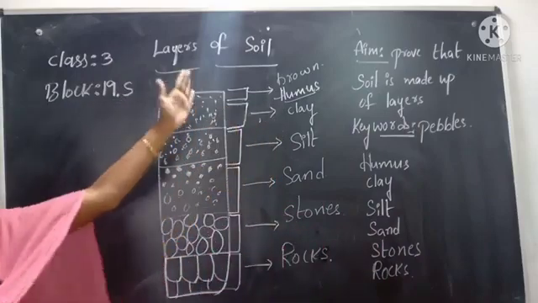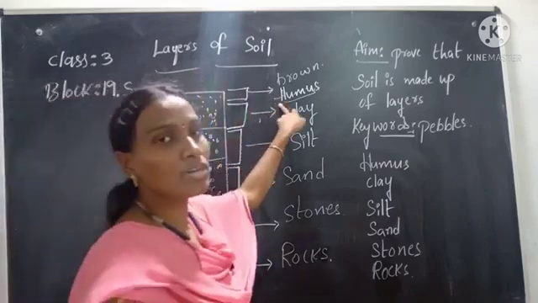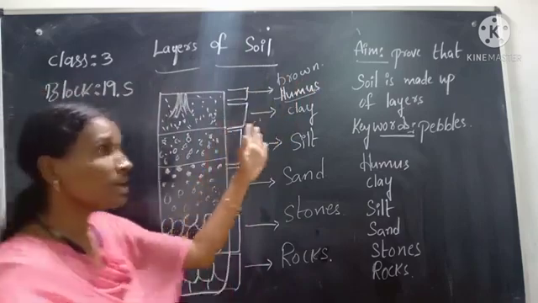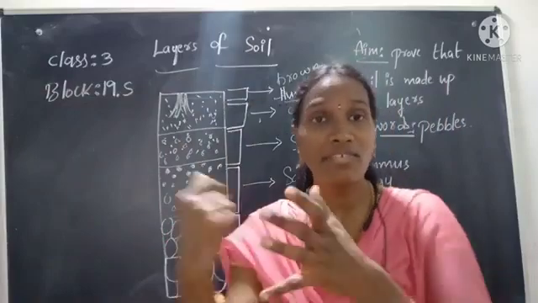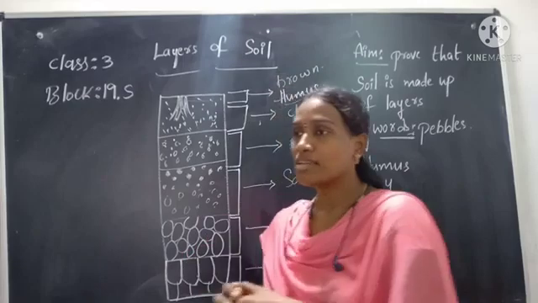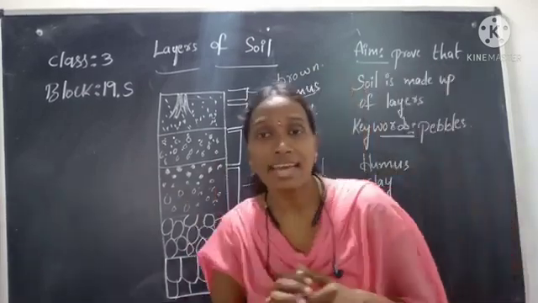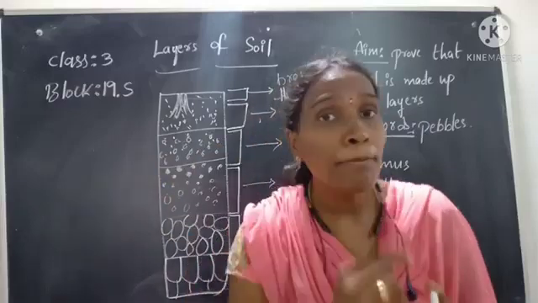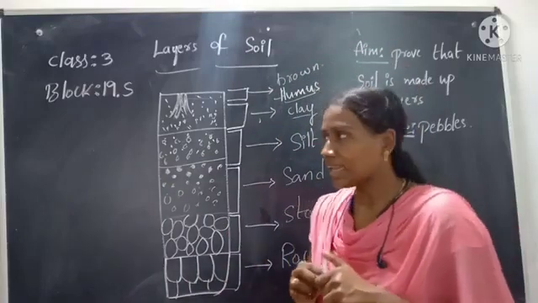See, children, these are the different layers of the soil. The first one is humus. Humus is made up of the decay of green leaves and dead plants and animals. Now you can see the second layer. This is clay. The second layer is clay and it is made up of fine particles.